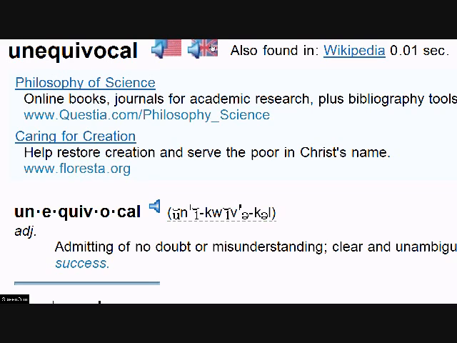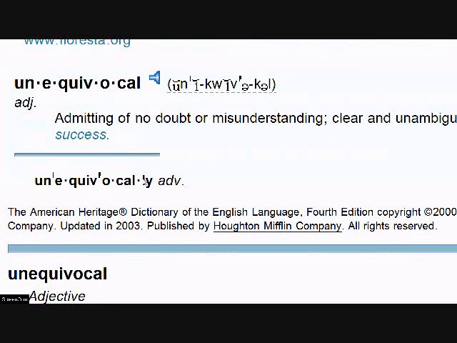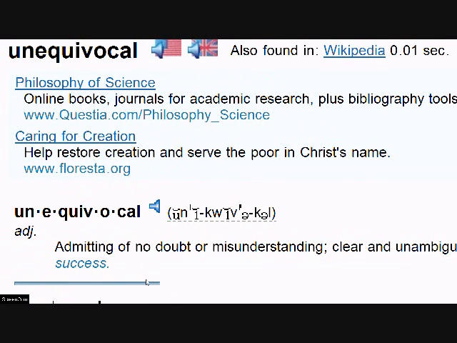Unequivocal. So here is the British pronunciation. Unequivocal. Yeah, what it means. Let's go to the synonym portion. It's an adjective. It can be used as an adjective. It is admitting of no doubt or misunderstanding, clear and unambiguous.